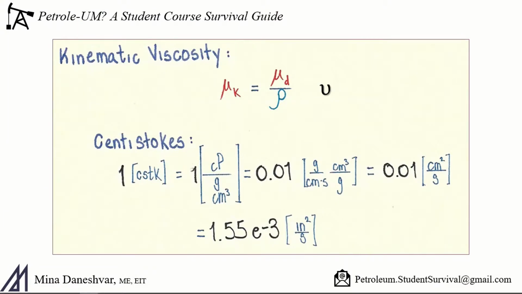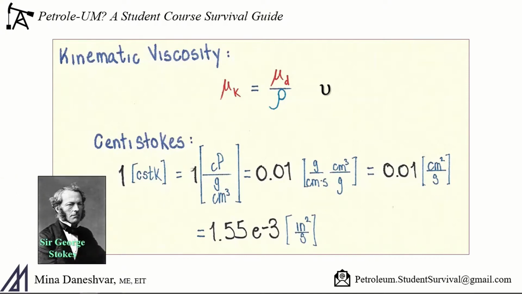another viscosity term that is often used is that of kinematic viscosity. This is the dynamic viscosity divided by density, either represented by mu sub k or by lower epsilon. The unit most often used to describe this is that of centistokes, named after Sir George Stokes, which is defined as the kinematic viscosity of a fluid with 1 cp of dynamic viscosity and the density of 1 gram per cubic centimeter.